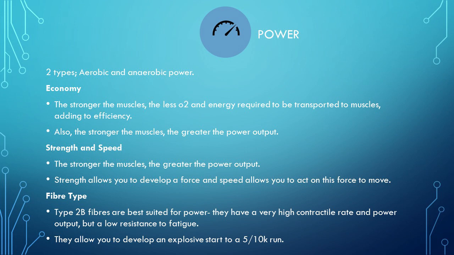Type of muscle fibers. Type 1 muscle fibers have a slow contractile period, but have a high resistance to fatigue and increased strength. Type 1 fibers also add to endurance. They have a slow contractile rate, but their resistance to fatigue is very high.